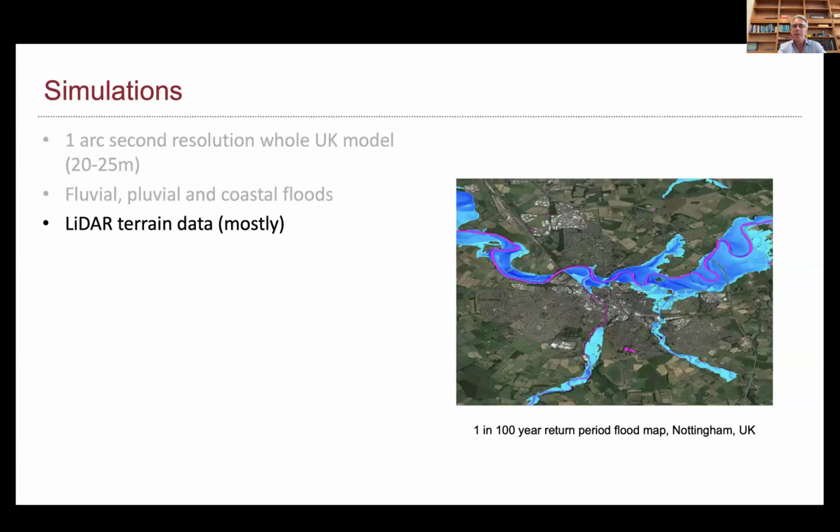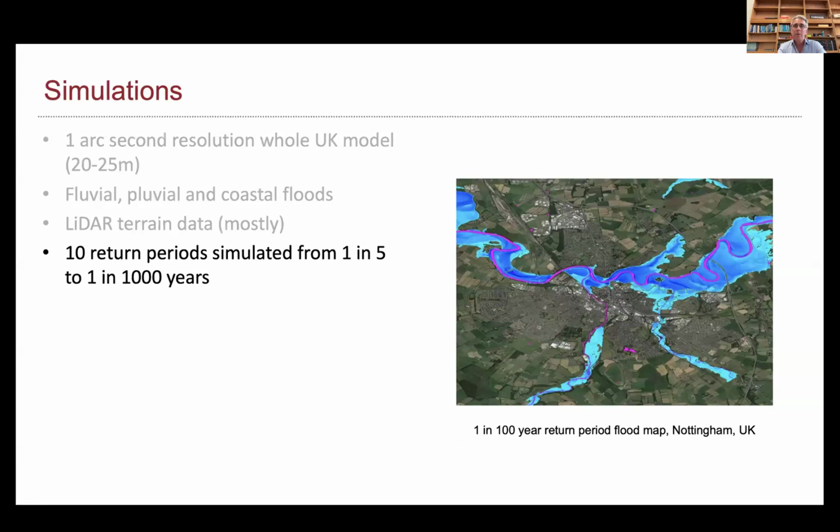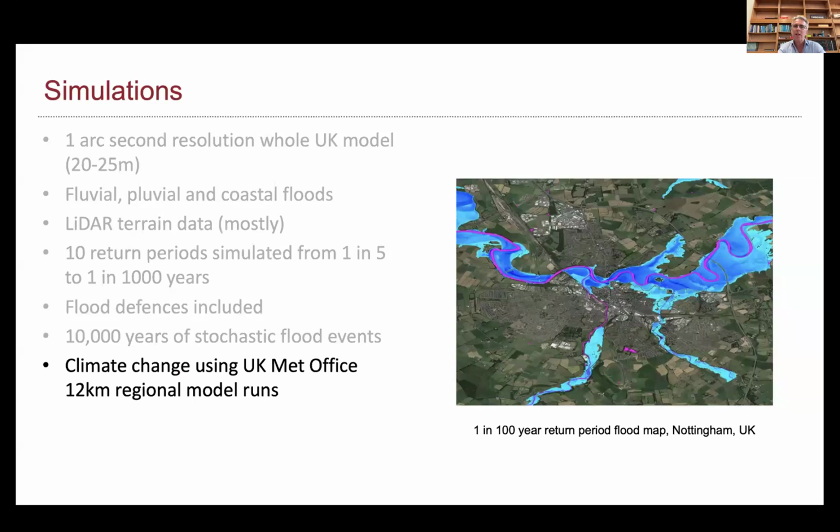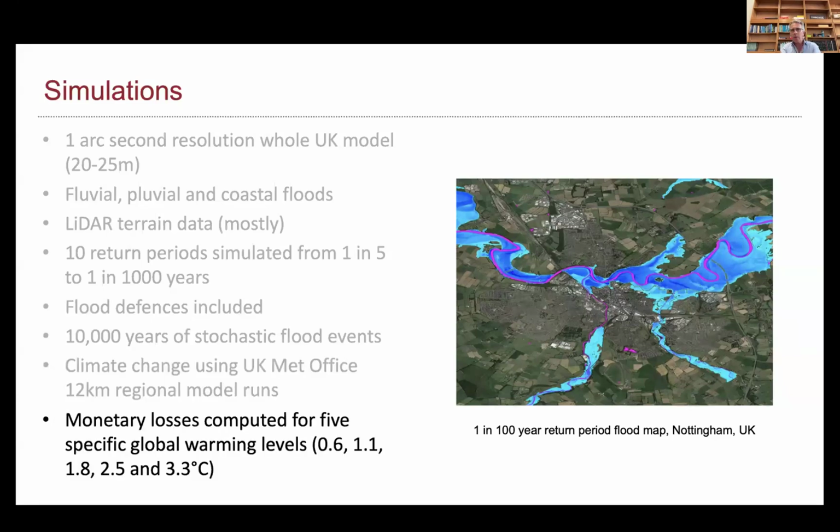All the flooding types, built with better terrain data than the global model. This is from LiDAR. Lots of return periods simulated. Flood defences we know about in the UK quite nicely. We simulate 10,000 years of stochastic flood events. We have the Met Office here to produce climate change projections. And then we take all these analyses and we compute the monetary losses for 5 specific global warming levels. So we're going to come up with something called a loss exceedance curve for particular levels of global warming.